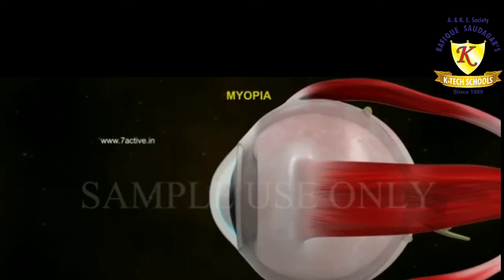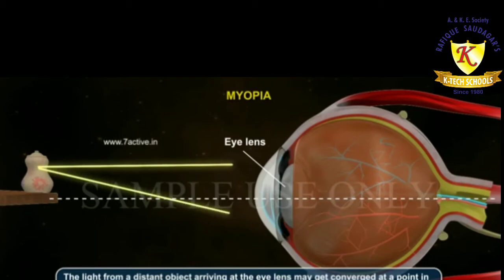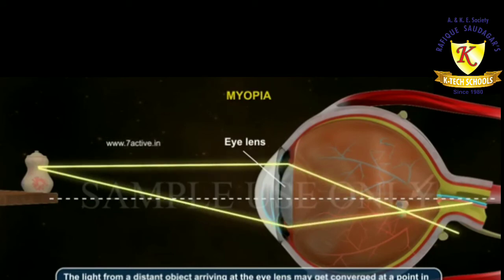First, myopia. The light from a distant object arriving at the eye lens may get converged at a point in front of the retina in the vitreous body. This type of defect is called nearsightedness or myopia.